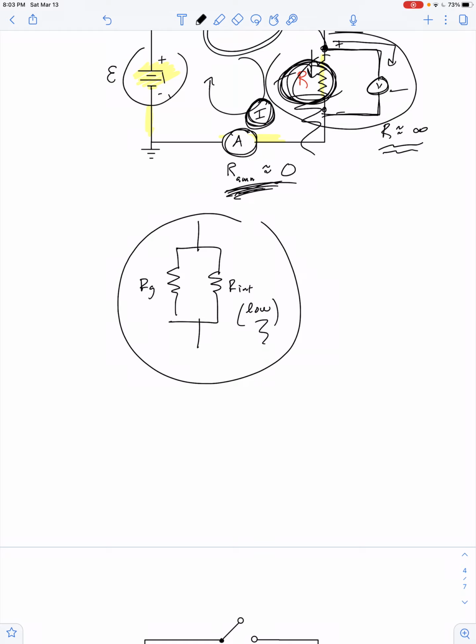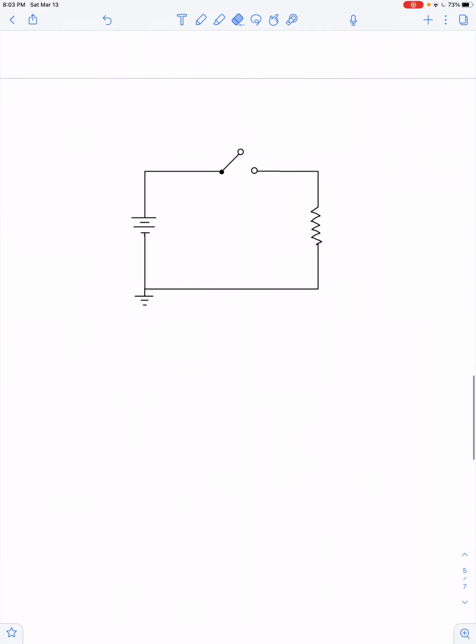But for now, just know that the resistance of an ammeter is practically zero, and ammeters are always connected in series with the device that they're trying to measure. Voltmeters are always connected in parallel with the device they're trying to measure and have very large internal resistance.